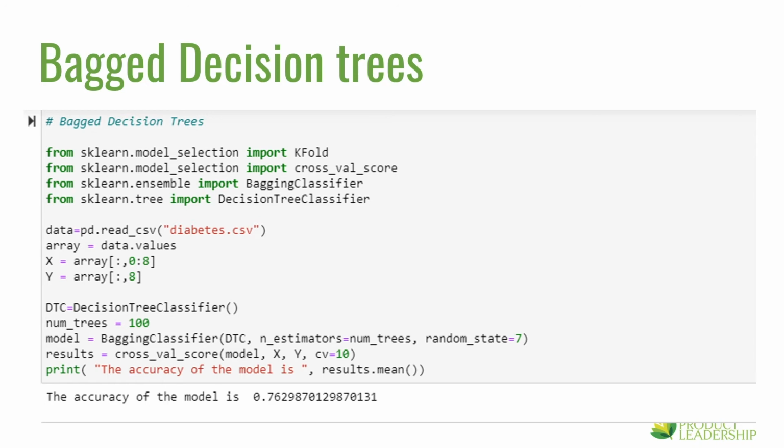Create an object of the dataset using pandas and name it as data and then convert it into an array using data.values. Split the dataset into x and y using square brackets, that is feature matrix comprising 8 predictor variables and outcome variable as y.